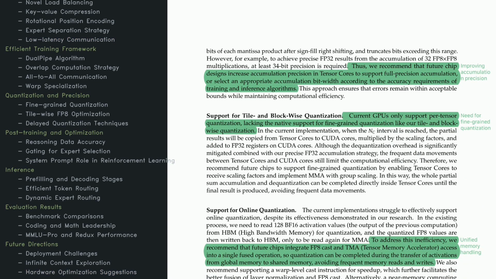They continue discussing precision improvements. Moving from 14-bit to 34-bit accumulation in tensor cores would increase accuracy. Additionally, fine-grained quantization should be integrated directly into tensor cores to avoid extra data movement. Online quantization could let the system adapt on the fly, boosting speed and reliability.